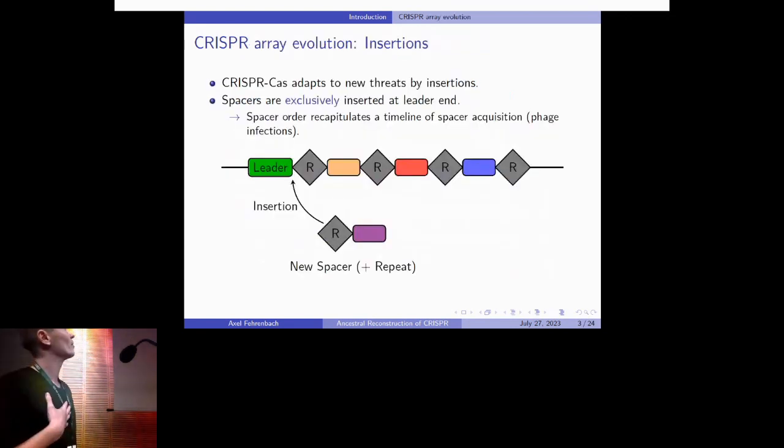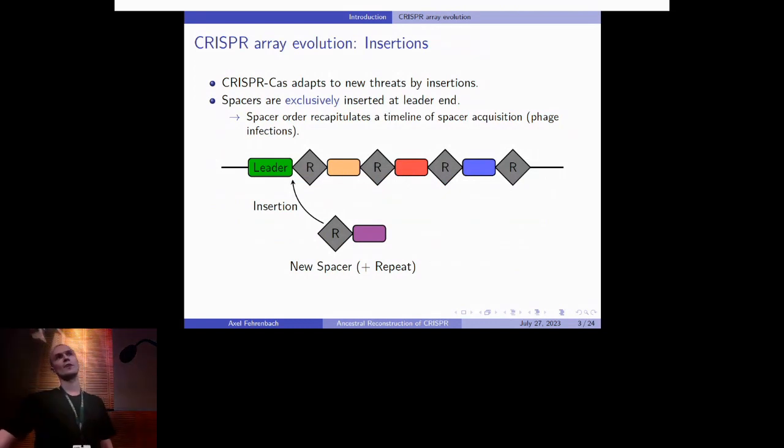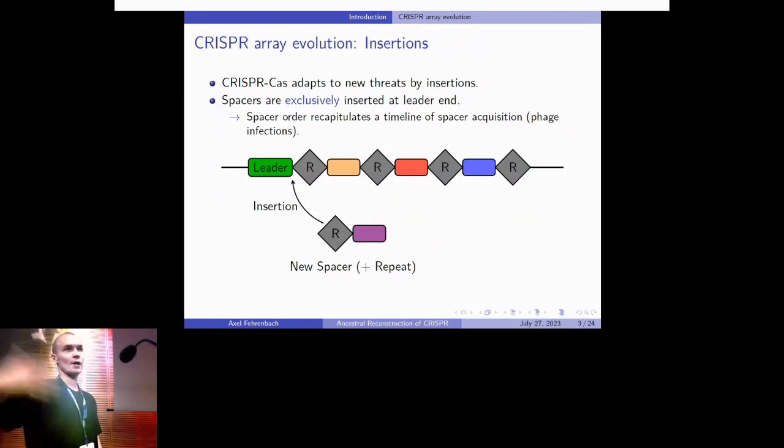So how does the system evolve? As I already mentioned, we insert new spacers into this array. And what is really remarkable is that these spacers are always inserted at the leader end, at one end of the array, which actually means that we have a real timeline of spacer acquisition, and thus of phage infections or phage pressures.